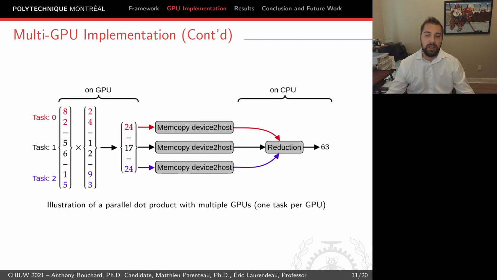Here we see a parallel dot product. Each task computes its dot product, and then the values are copied to the CPU and summed on the CPU side, performing a global reduction. Finally, the result is returned to every task.